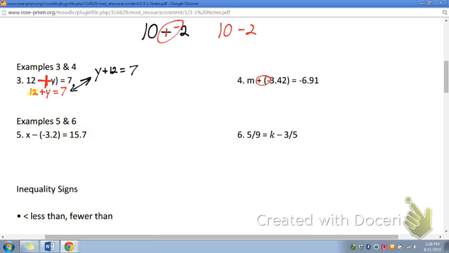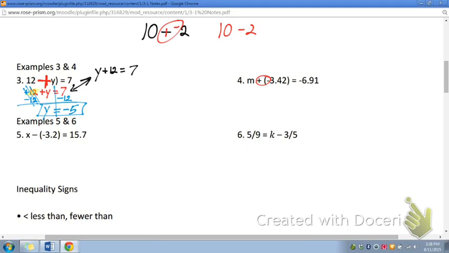So to figure that out, you need to do the opposite of what's being done to your y. The opposite of adding 12 is subtracting 12. So I'm going to subtract 12 on both sides. Positive 12 and negative 12 cancel out, and you're left with y equals 7 minus 12, which is negative 5. Final answer: y equals negative 5.